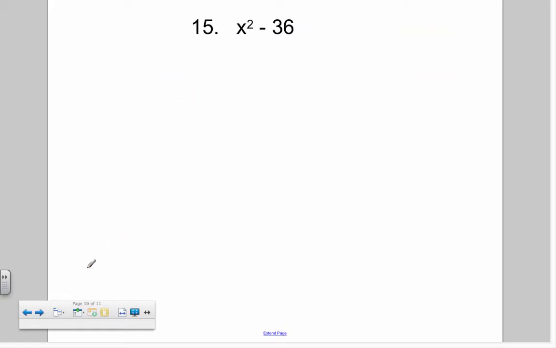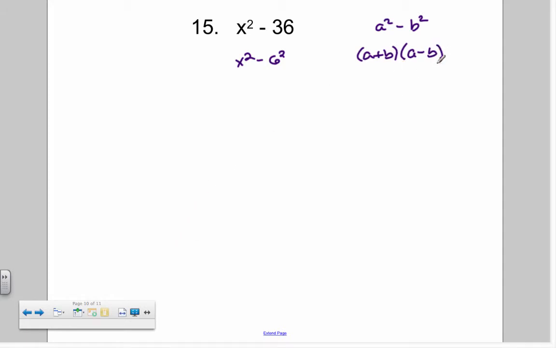Okay, let's try another one. This one is a special case quadratic. Here we have x squared minus 36, and we call this a difference of squares because x squared is something squared and 36 is something squared. We could rewrite this as x squared minus 6 squared because 6 squared is 36. And there's a special rule that we learned in class for difference of squares. When you have something squared, like a squared minus b squared, that can easily be factored into a plus b times a minus b.